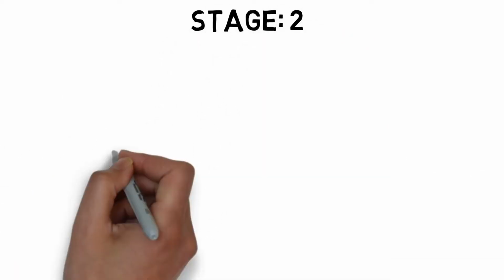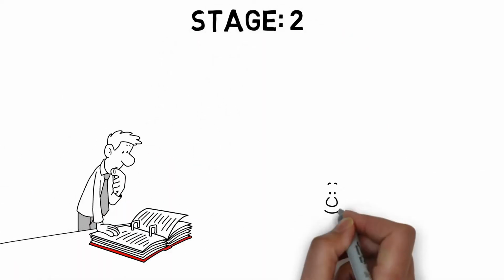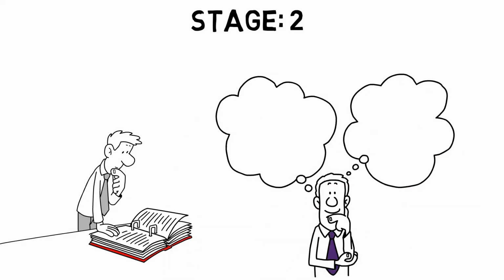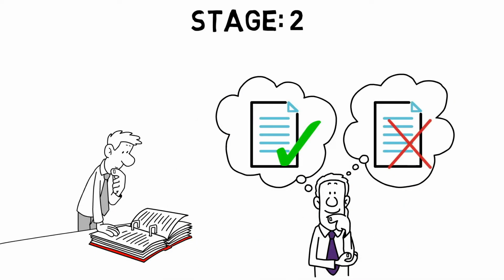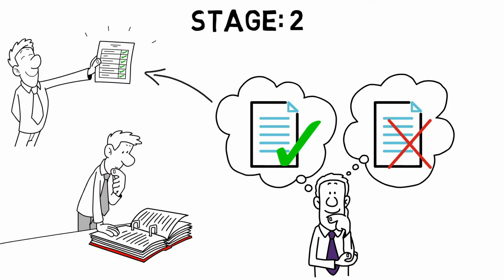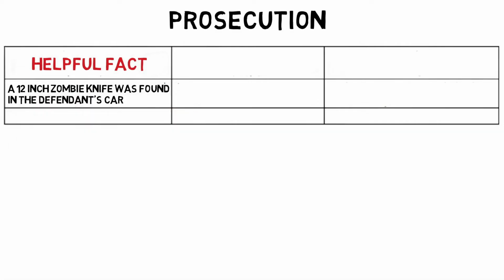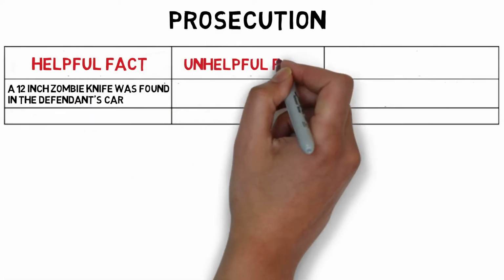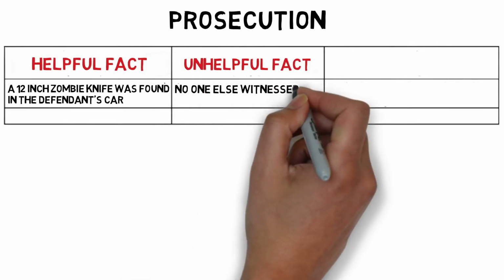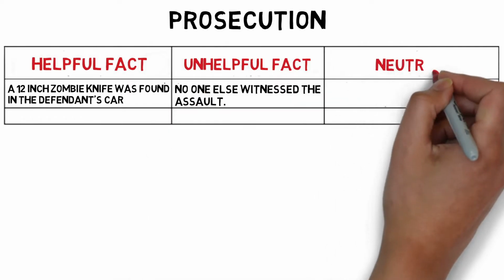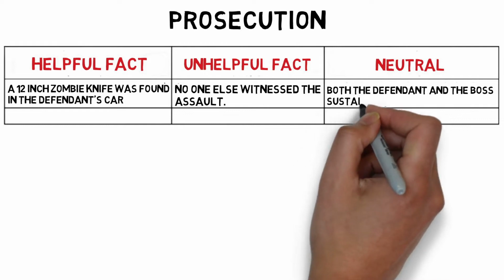Stage 2. Read your case papers again. Identify the facts which are helpful to your case theory, the facts that are not helpful, and the facts that are neutral. Put the facts in table form. Helpful fact. A 12-inch zombie knife was found in the defendant's car. Unhelpful fact. No one else witnessed the assault. Neutral. Both the defendant and the boss sustained injuries.